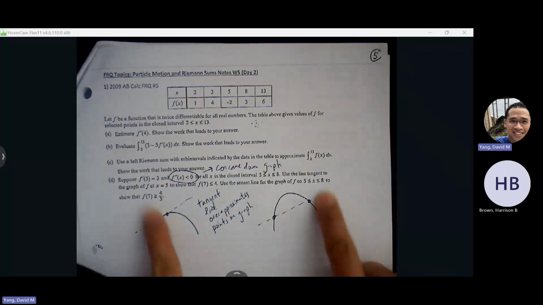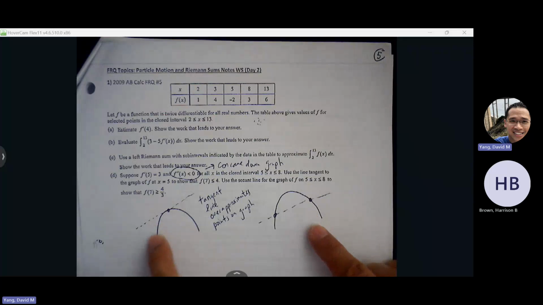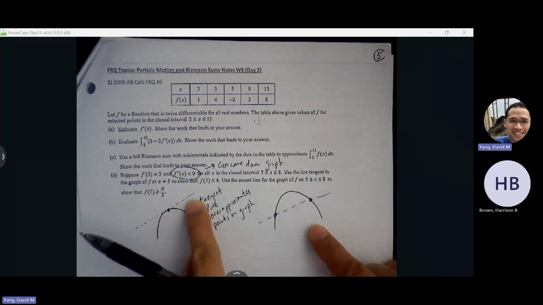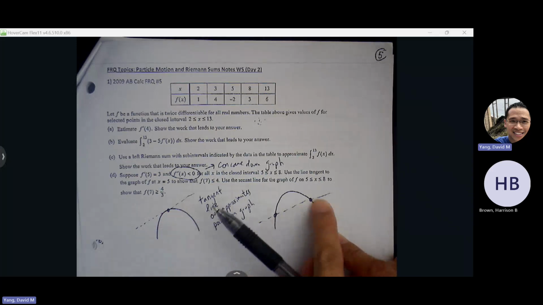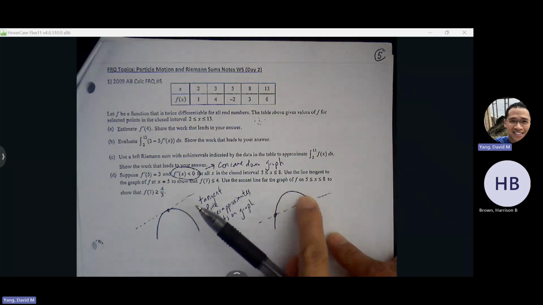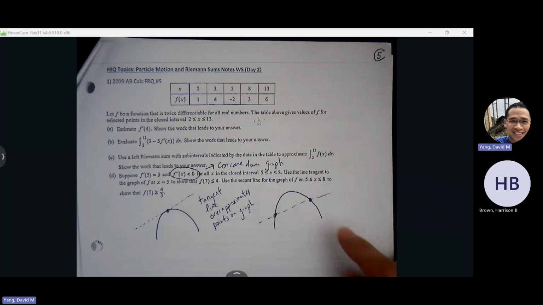So that's what they're getting at for part D here: if I have a concave down graph, any tangent line is going to over approximate a point on the actual graph, and any secant line is going to under approximate a point on the graph.